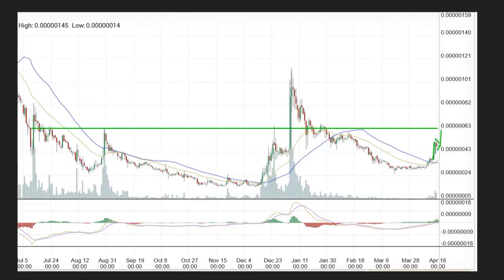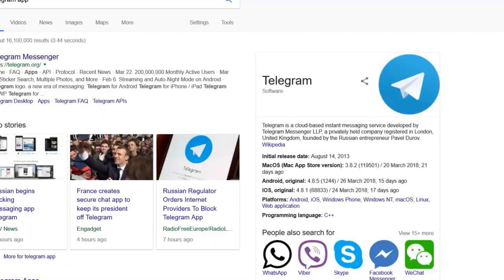So, will it go again? Yes, I think she's prepping to go a little higher. Telegram, oddly enough, I'm mentioning this, and the Russians begin blocking the messaging app. Sorry I can't move this screen over. I just started using this. I haven't figured out how to move it, even when I pause it. But long story short, yeah, Russian regulators order internet providers to block the Telegram app. Yeah, France creates secure chat app to keep its president off Telegram.